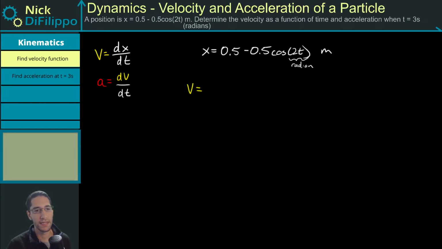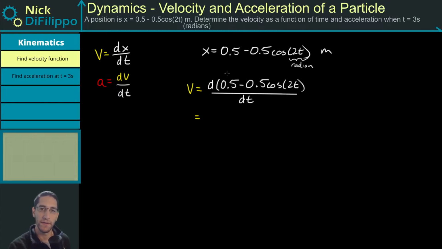Our velocity is equal to dx/dt, so the derivative of 0.5 minus 0.5 times the cosine of 2t with respect to t. We need to take the derivative of each term. The first term, the 0.5, goes away. There is no t, so the derivative of this constant with respect to t is just 0. So we can write 0.